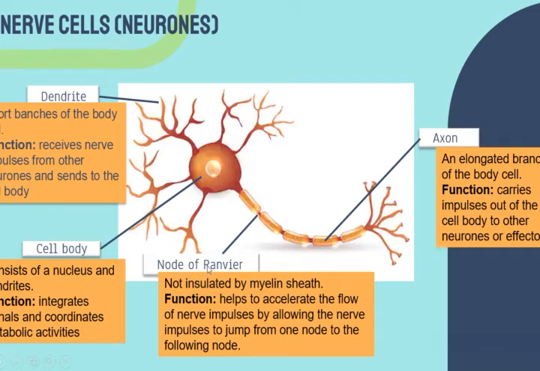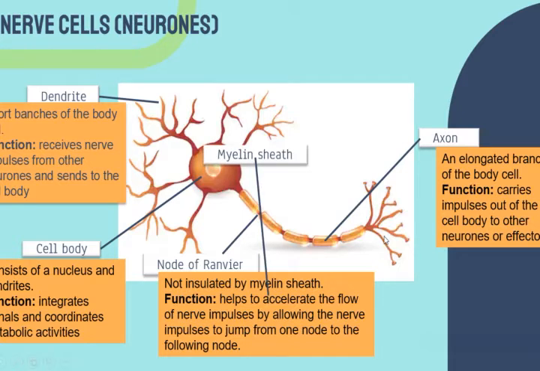Node of Ranvier. What is the function of the node of Ranvier? It helps to accelerate the flow of nerve impulse by allowing the nerve impulse to jump from one node to the following node. Or, in a short sentence, you can write: helps to accelerate the flow of nerve impulse. That is the structure of the node of Ranvier.